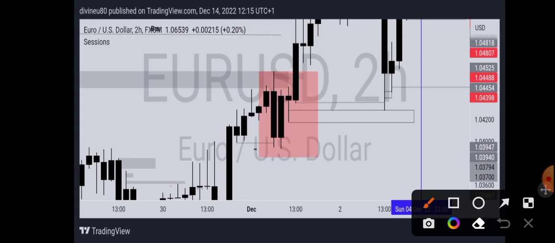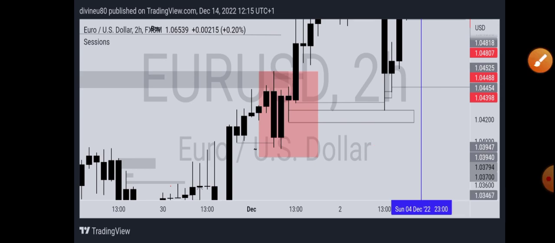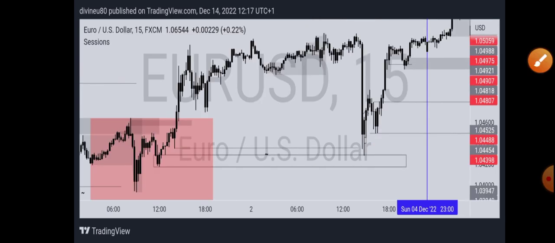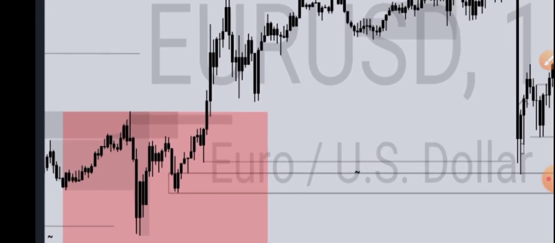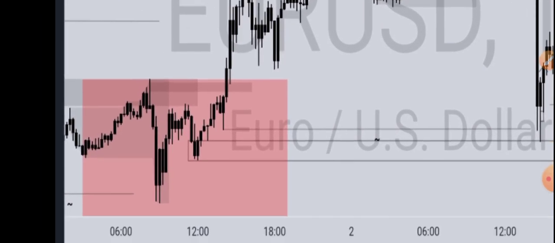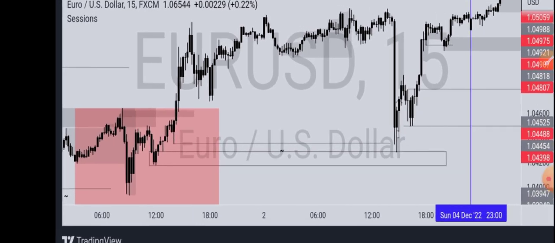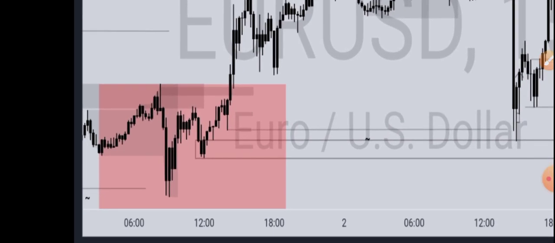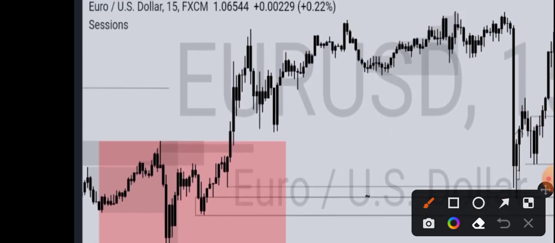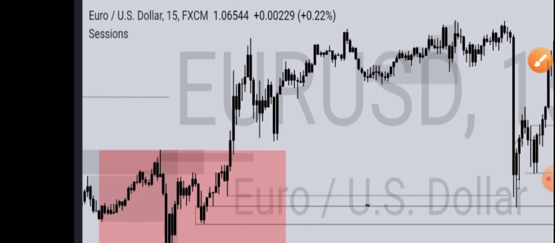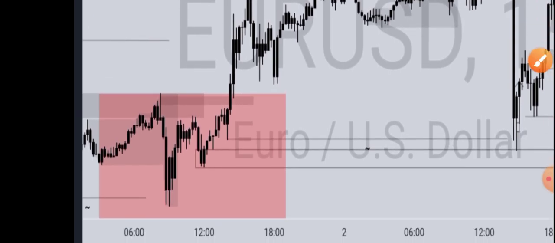That's where the true demand is. So this is just like a refinement. Are you getting me? It's just like a refinement of that zone. So even here, we can also apply the same concept. We have applied the same thing every time.